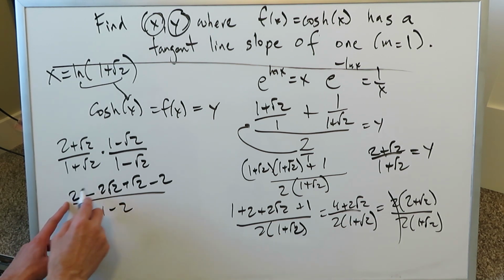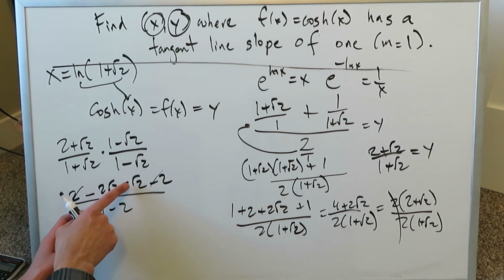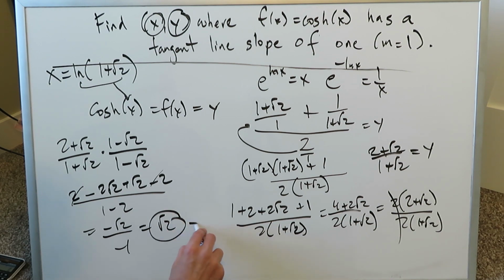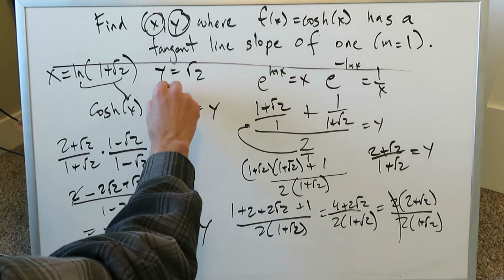Simplify it. This 2 and this minus 2 cancel out. You have minus 2 root 2 plus root 2, which is minus root 2, divided by minus 1, which is equal to root 2. Which is equal to my y value. And now I know my y value is equal to root 2.